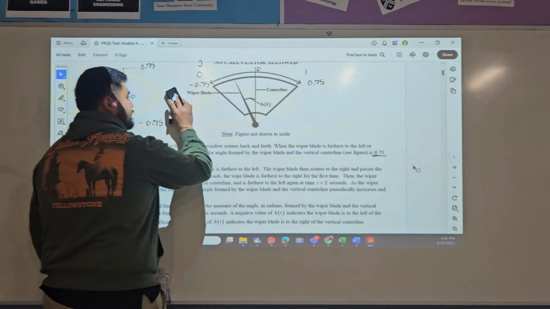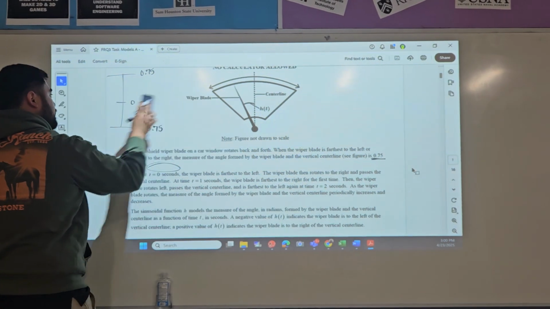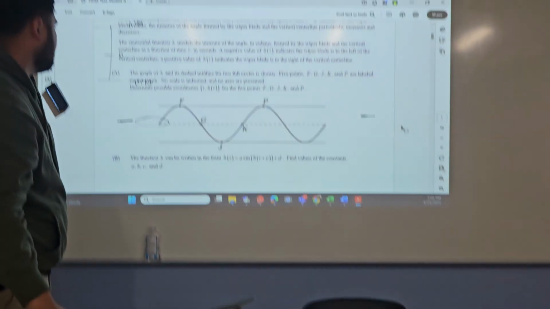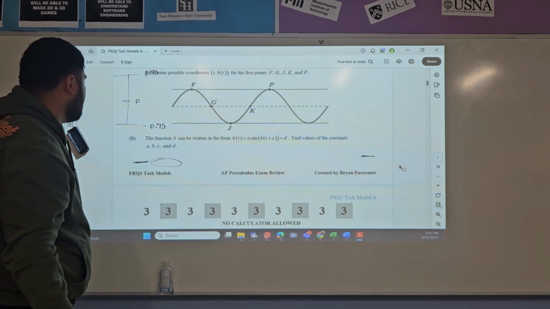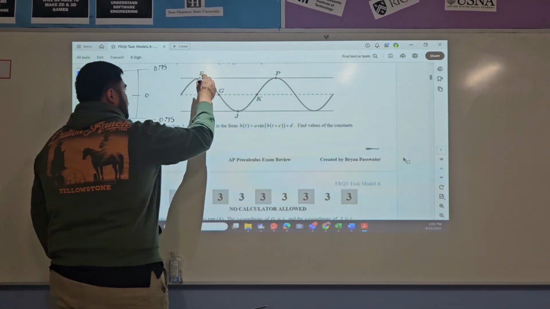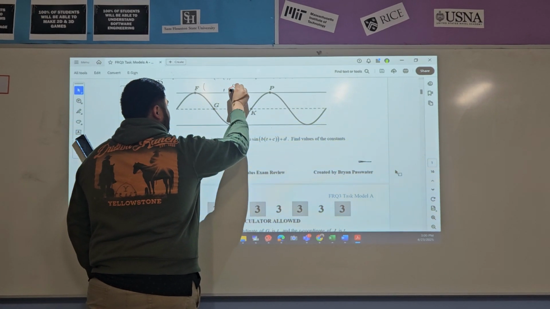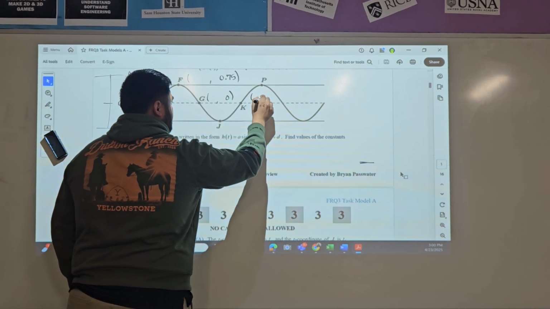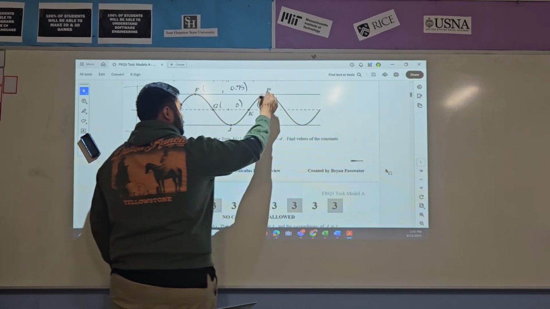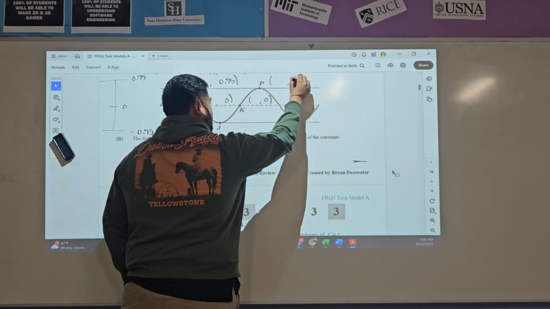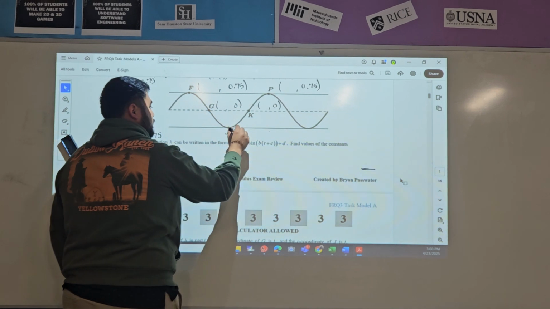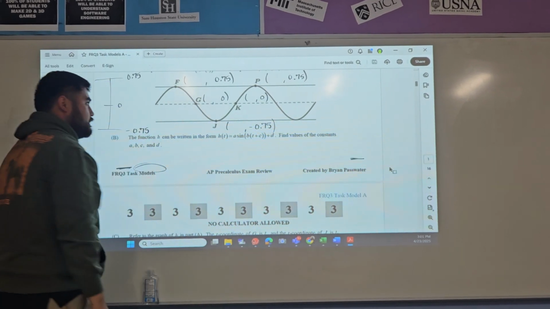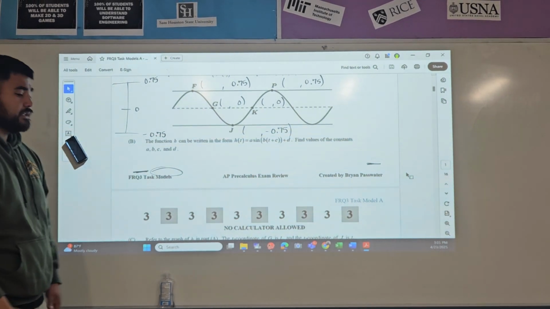So let's take this and just erase it real quick. And now let's go into our graph. So if I go into the graph, there you go. At the highest is going to be 0.75. The midline is 0. For the y's, I forgot to put the positive 0.75. And the minimum is going to be negative 0.75. So right off the bat, we already have the y value, so you get a point for that.